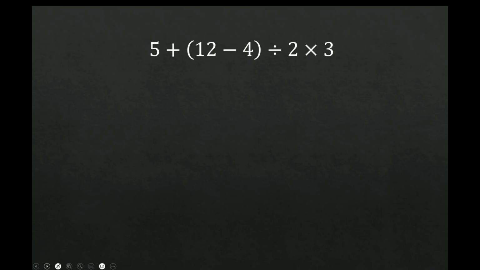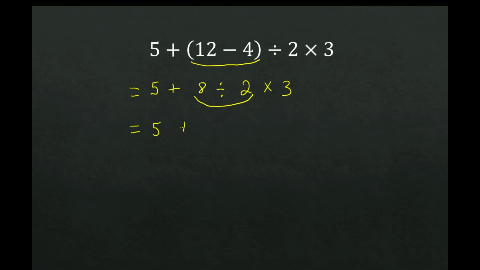Now this one, we've got parentheses. We want to do the parentheses first. So we'll do 5 plus 12 minus 4 inside the parentheses, which is going to be 8. Now we have addition, division, and multiplication. So multiplication and division come first from left to right. So next we'll do the 8 divided by 2, which is 4. And then we'll do the 4 times 3, which is 12. So we'll end up with 17 for an answer to this problem.